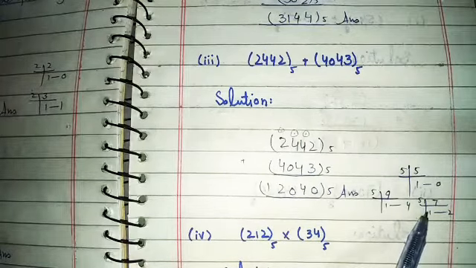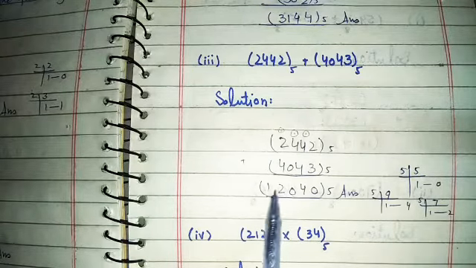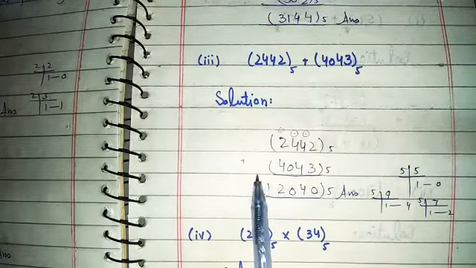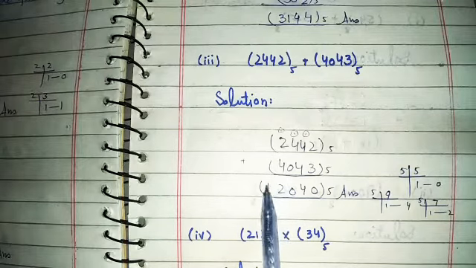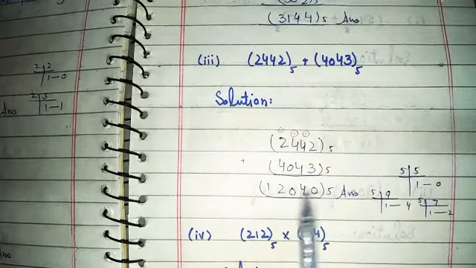We cannot write 7, so we will divide it. 5 ones are 5 and 2 is our remainder. So firstly we will write our remainder, then our quotient. So after the sum we got 1 2 0 4 0 with base 5.